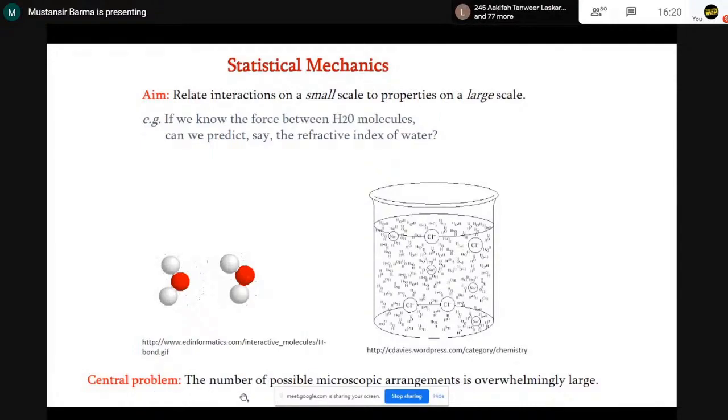And the central problem, the basic problem in accomplishing this, is that the number of possible microscopic arrangements is overwhelmingly large. And overwhelmingly large meaning exponentially large in a number which is like the Avogadro number. Namely, it's e raised to 10 to the 23. It's a hugely huge number. And this is the central problem. This is why calculating quantities in statistical mechanics is difficult.